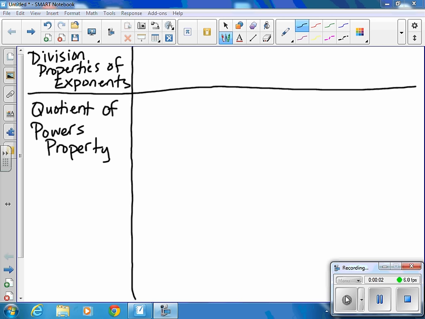Okay, these notes are going to go through the remaining two properties for division that we have not covered. We've covered 5 of them right now, and we have 2 more left to cover to make a grand total of 7. All right, so these are your division properties of exponents.